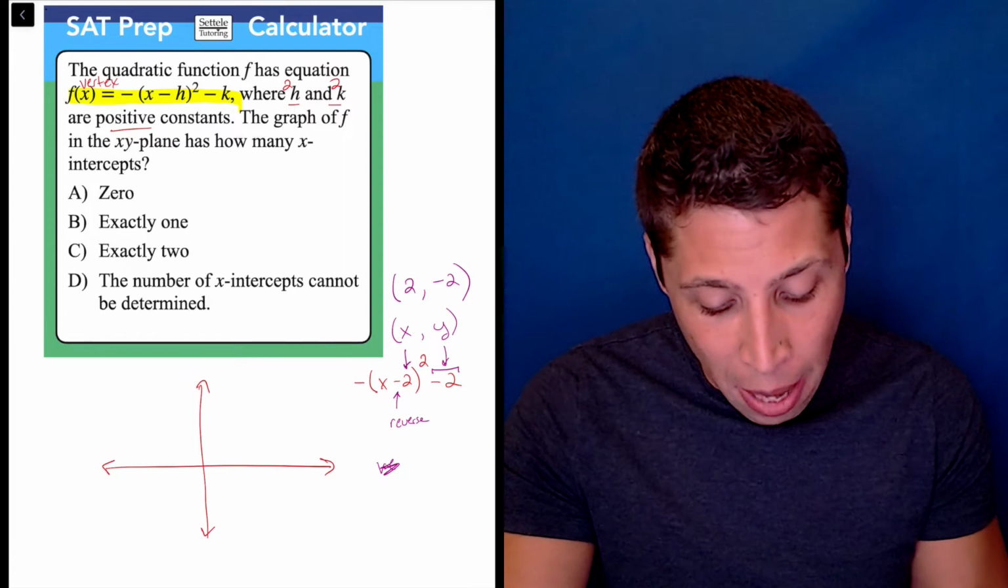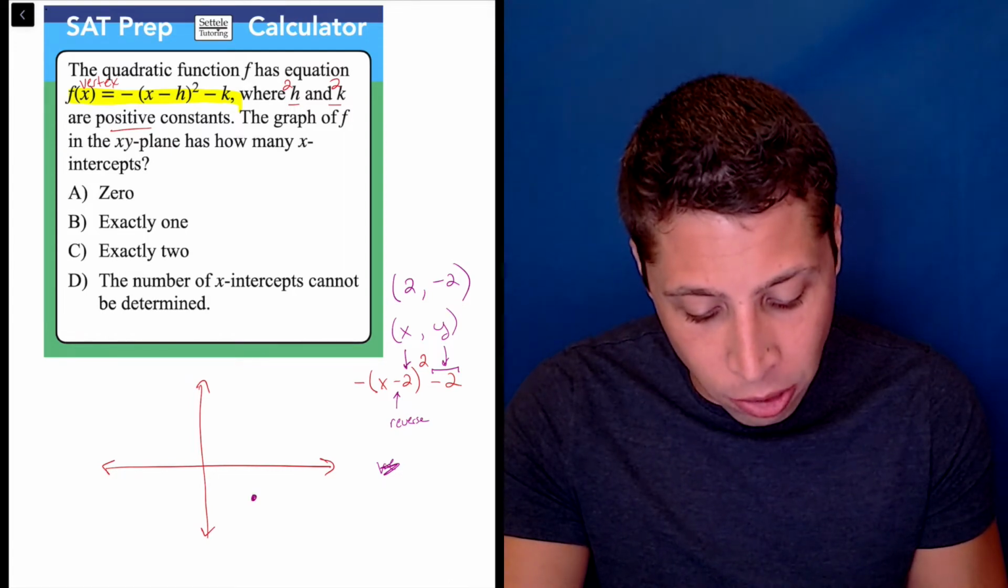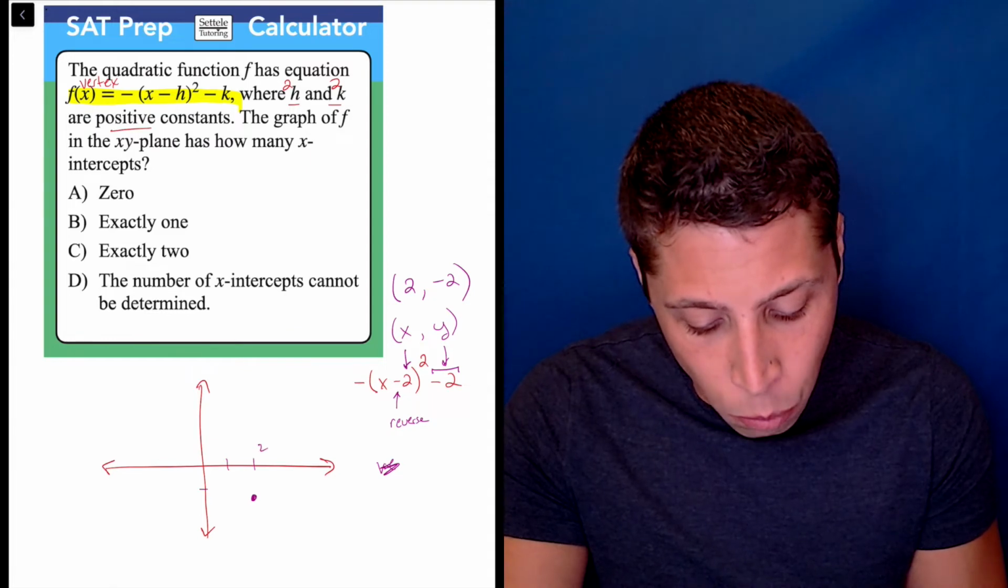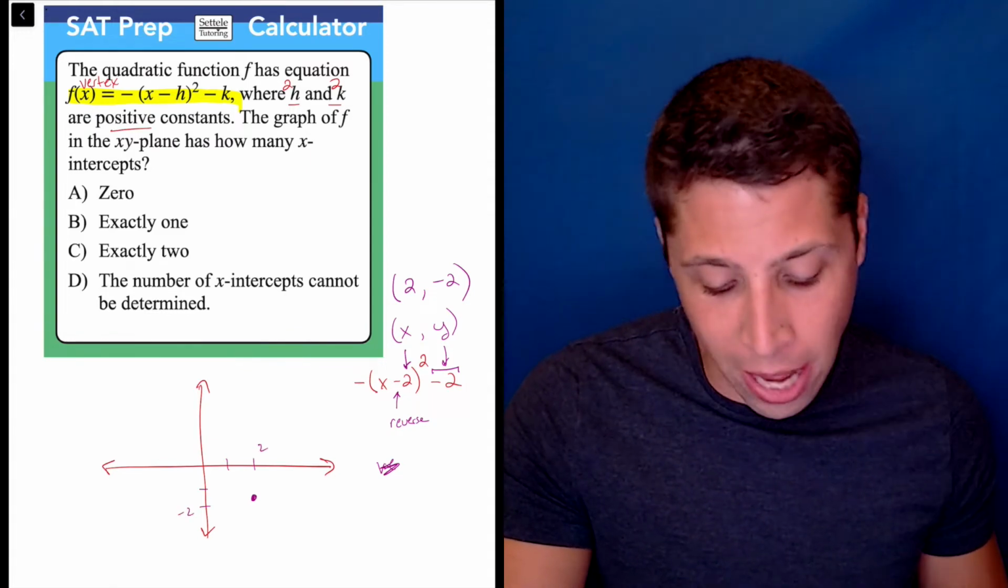Okay, that is the vertex based on the numbers I picked, but honestly, based on any numbers that I would pick, my vertex is going to be somewhere in the fourth quadrant, right? So 1, 2, 1, 2, negative. There it is, 2, negative 2. So it's somewhere in that quadrant.